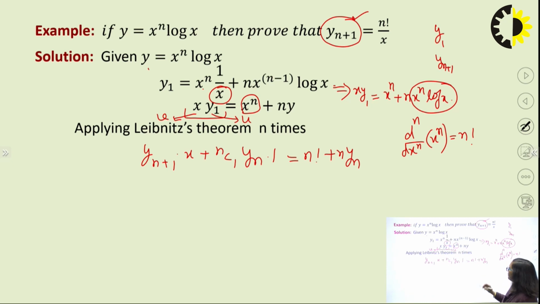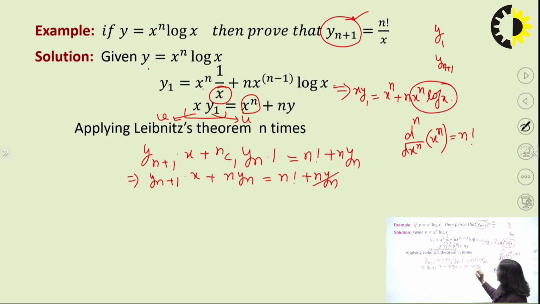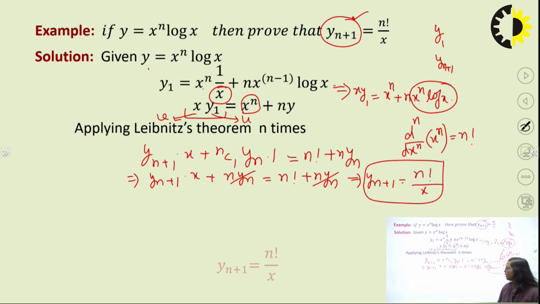So what happened? Writing this again, yn plus 1 into x plus nC1, which is n into yn, is equal to factorial n plus n into yn. This n into yn will cancel out, giving you the result that yn plus 1 is equal to factorial n by x. So we are getting yn plus 1 equal to factorial n by x. This is how we apply the Leibniz theorem to prove this result.